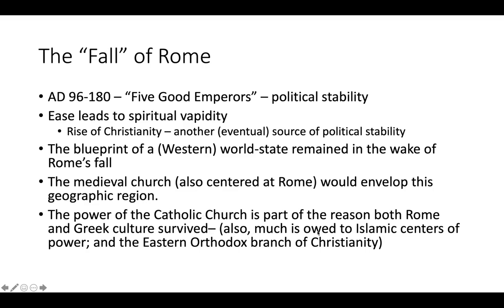I should also mention that Islamic centers of power also protected these works of literature, and the Eastern Orthodox branch of Christianity was also a bastion for this culture. So we wouldn't have a lot of what we are reading in this class if not for religious institutions. That's kind of interesting, potentially.